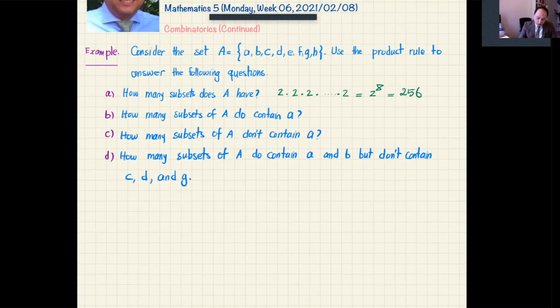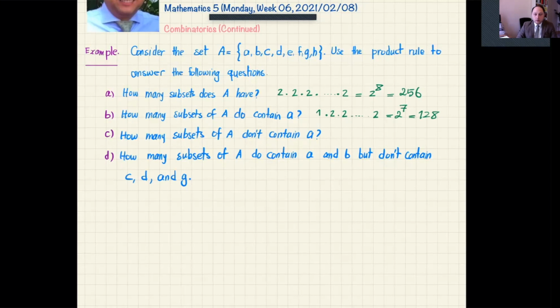Yes, exactly. So here it means that we have to write a subset containing A. So it means that there are no 2 options for the first element. There is only 1 option. But after that, everything comes in 2 options. Yes. So this becomes 2 to the power 7, and then this becomes 128. Okay. Anyone else for part C?